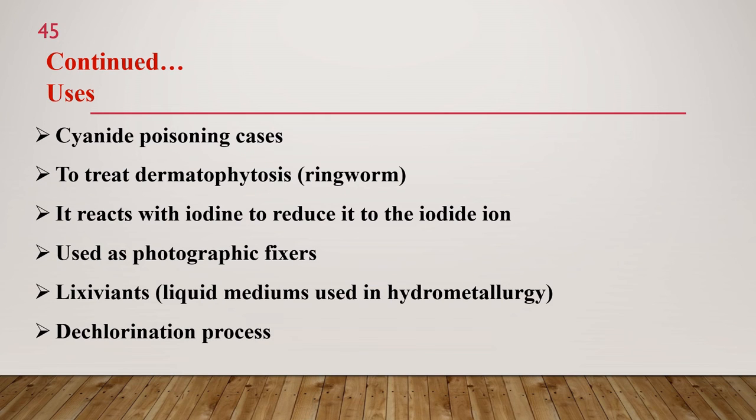Uses of sodium thiosulfate. Sodium thiosulfate is used in cyanide poisoning. It is used to treat dermatophytosis or ringworm infection. Sodium thiosulfate reacts with iodine to reduce it to the iodide ion while it is oxidized to the tetrathionate ion. Sodium thiosulfate is used as a photographic fixer due to the ability of the thiosulfate ions to react with silver halides that make up photographic emulsions.